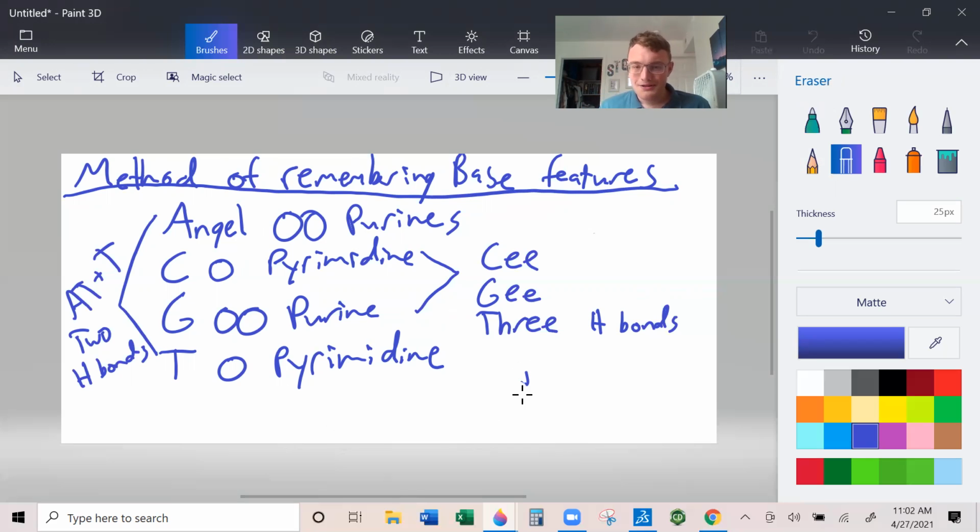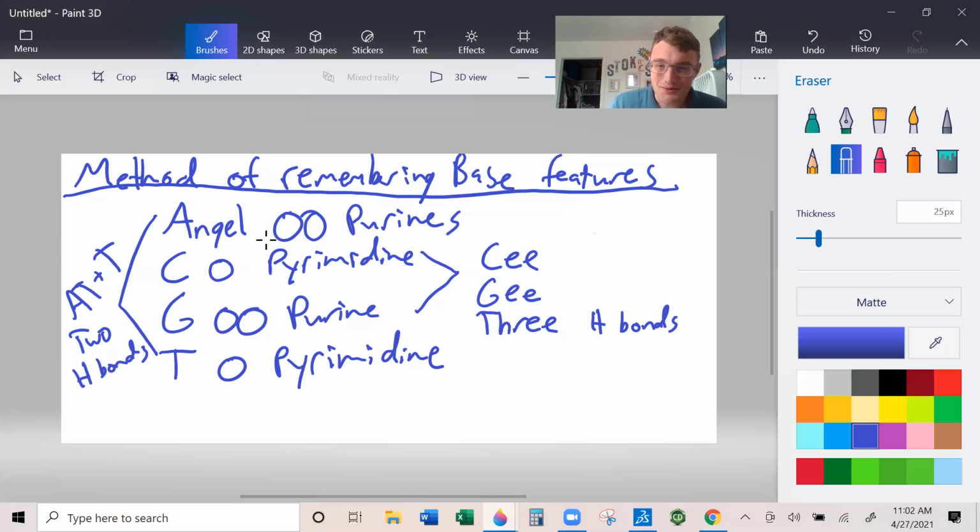Now, why does A always have to pair with T and C always have to pair with G? There are 2 reasons for that. One we already covered. If I were to try and pair A with G, A makes 2 hydrogen bonds, G makes 3. Those don't work. So that's one reason why you can't have A pair with G or A pair with C, is they don't make the same number of hydrogen bonds.